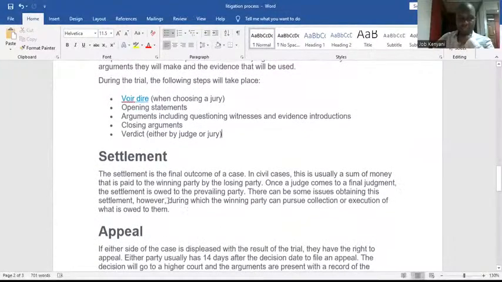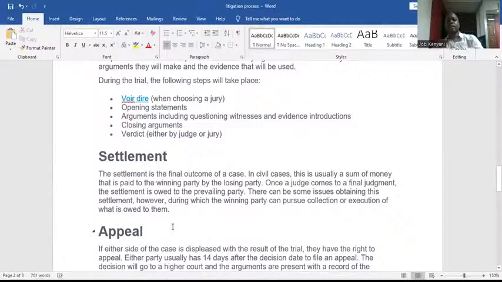Then the settlement. The settlement is the final outcome of the case. In civil cases, this is usually a sum of money that is paid to the winning party by the losing party. Once a judge comes to a final judgment, the settlement is owed to the prevailing party. There can be some issues obtaining these settlements, however, during which the winning party can pursue collection or execution of what is owed to them.